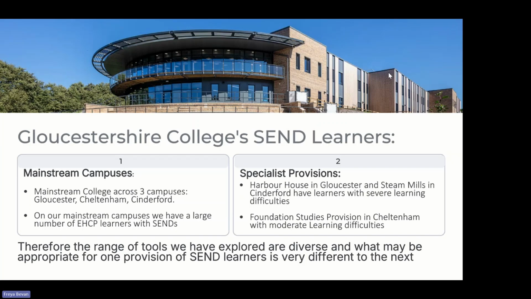But not only do we have these EHCP learners with SENDs within our mainstream campuses, we also have specialist provisions. For instance, Harbour House in Gloucester, as well as Steam Mills in Cinderford. They both have learners with severe learning difficulties, all of which are EHCP learners. And also we have our foundation studies provision in Cheltenham, which is composed of learners with moderate learning difficulties. So we have a real vast range of learners at Gloucestershire College that have very different needs.